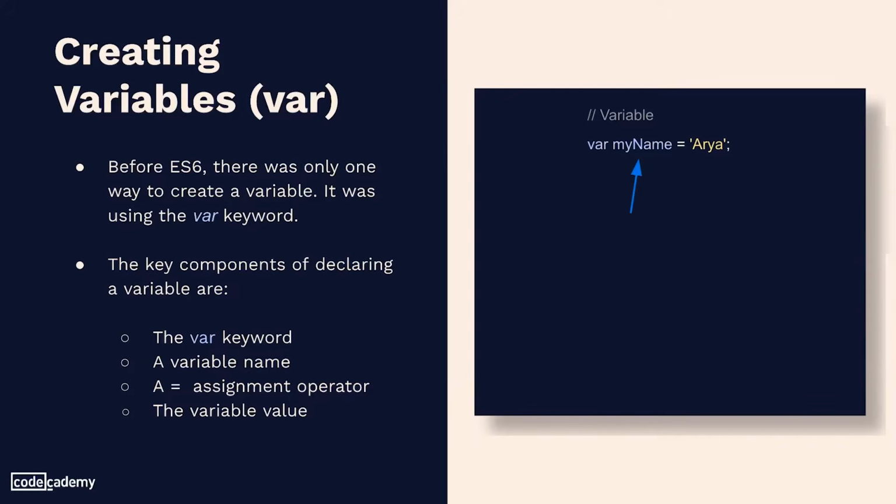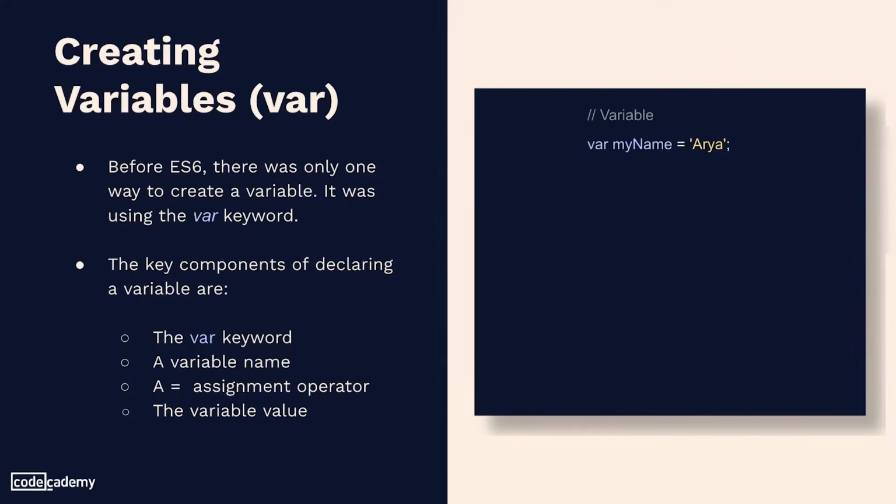Next, we have the variable name called myName. Notice that the capitalization of the variable is unique. This is known as camel casing, and it is the standard convention when naming things in JavaScript. Then we have the equal sign assignment operator. The operator tells JavaScript we want to assign a value to the variable.